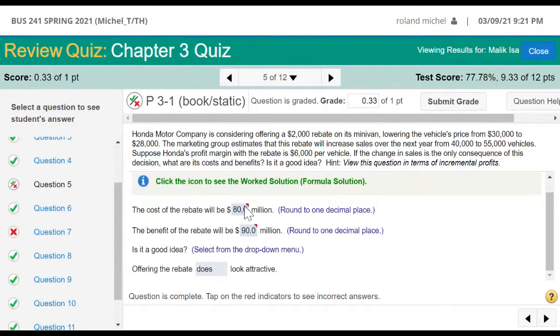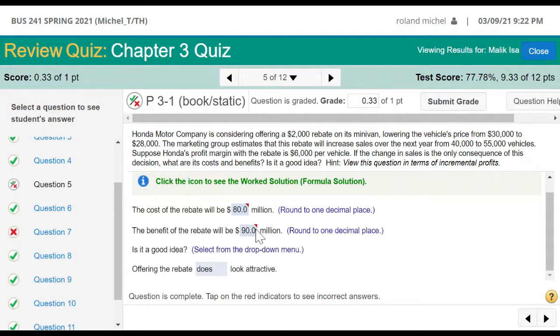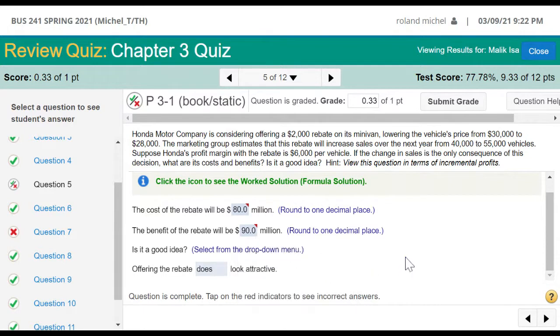So this is what you've done. It says you answered 80 million. The answer is 80. It says round to 1 decimal. The answer is 80.1. You put 80 million. That's wrong. Okay. So let's do the same thing here. You put 90. It's 90.0. Yeah, round to 1 decimal. I see that one now.